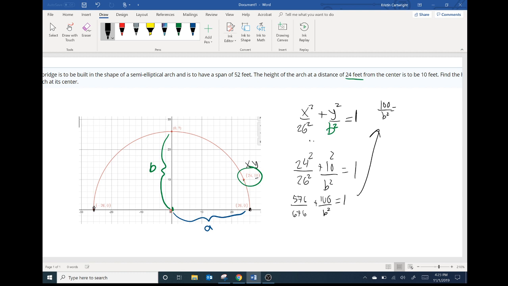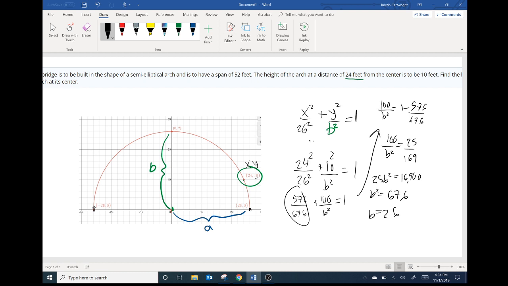I'm going to subtract 576 over 676 to the other side, and that'll give me 100 over b squared equals 25. I'm going to simplify that fraction, and I'll leave that to you. Then from this point, I can do 25 b squared equals 169 times 100. 169 times 100 is 16,900. So b squared ends up being 676 if I divide by 25 on both sides, which tells me b is 26.